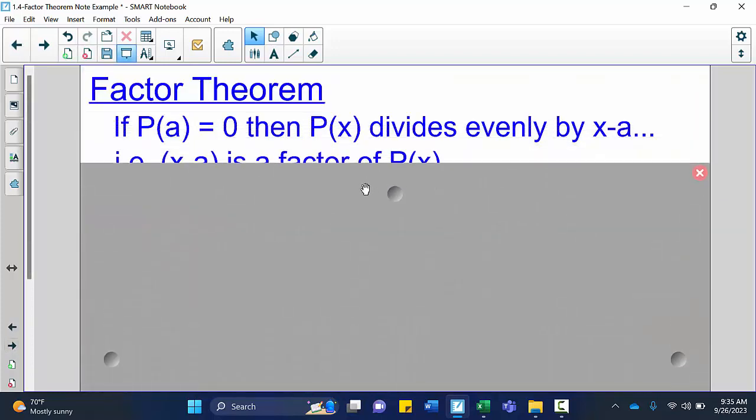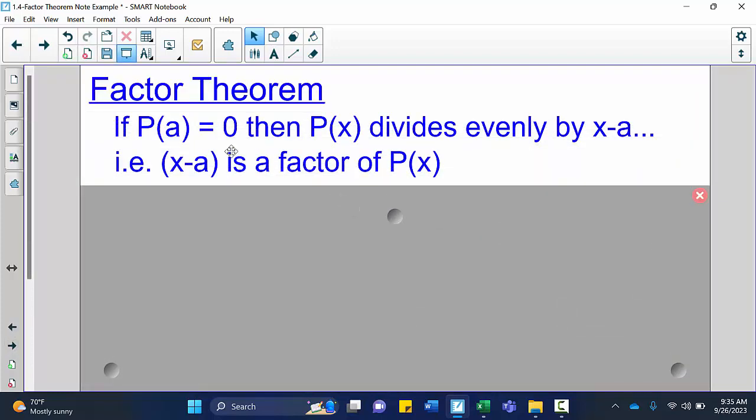So again, just an explanation of what the factor theorem actually says. If p at a, so if we substitute the value a into a polynomial and get the answer 0, that means that the original polynomial divides evenly by x minus that value. So again, a 2 in here means that my polynomial will divide evenly by x minus 2. A -3 in here means that my polynomial will divide evenly by x plus 3, x minus -3, x plus 3.